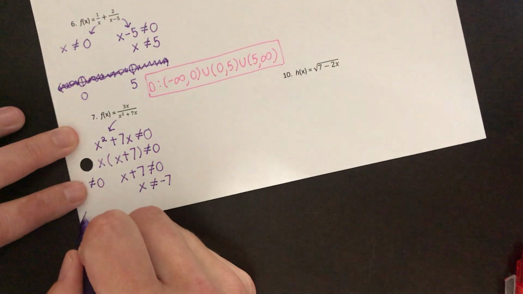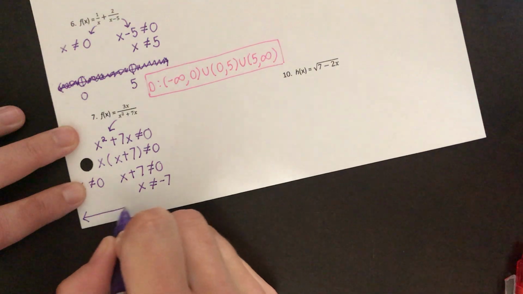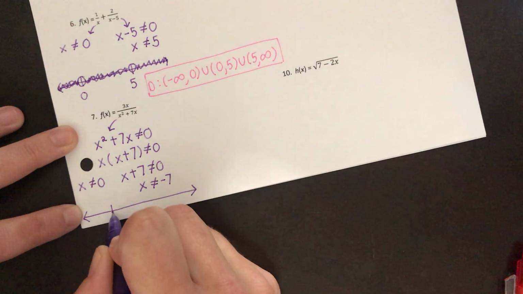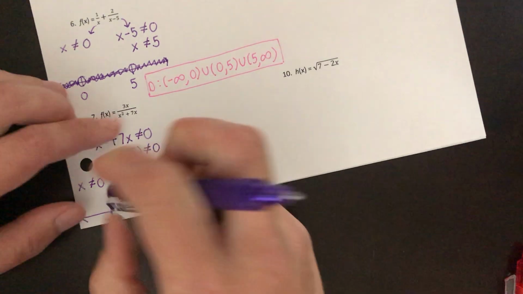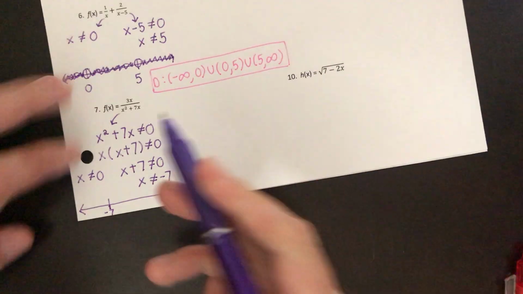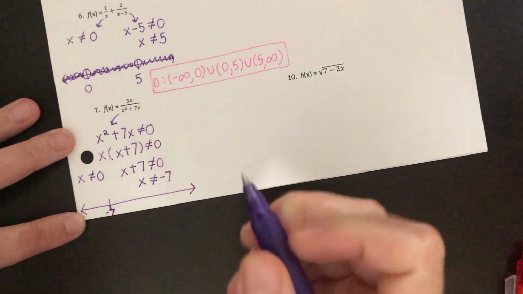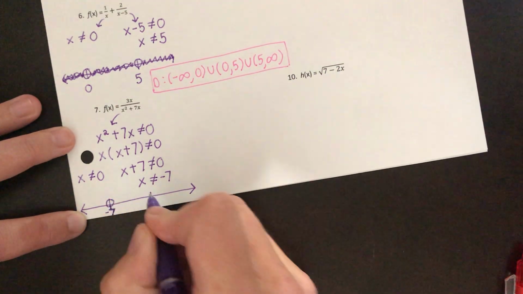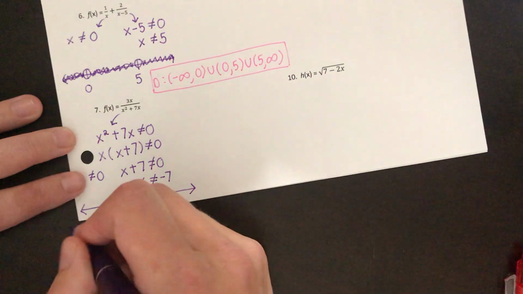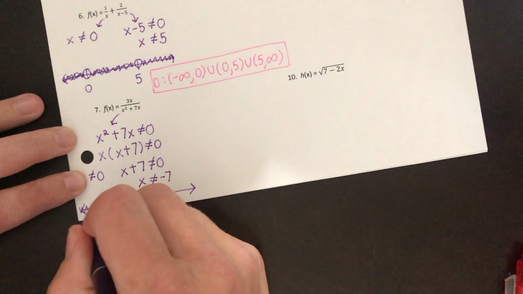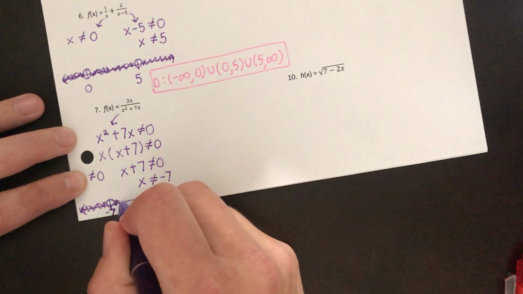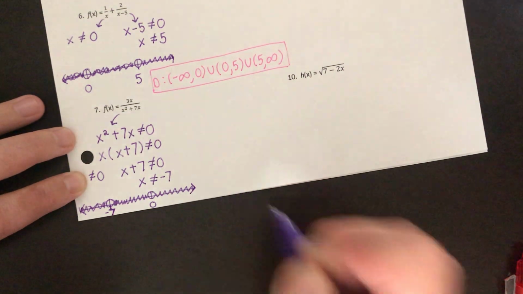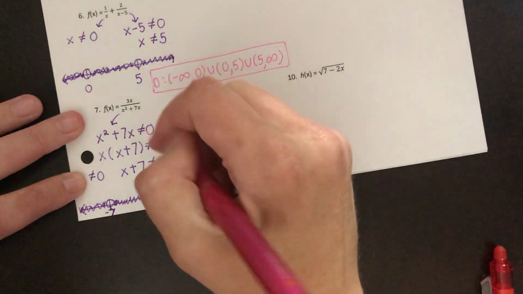So when you draw your number line, be careful here, you have negative 7 on the left and 0 on the right. Okay, and your circle here and your circle here. You can be anything else, but you can't be negative 7 and you can't be 0. So that helps you write your domain.